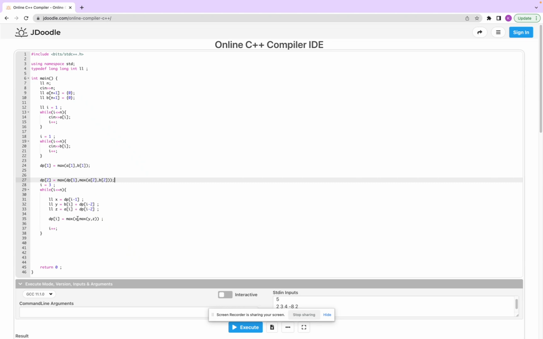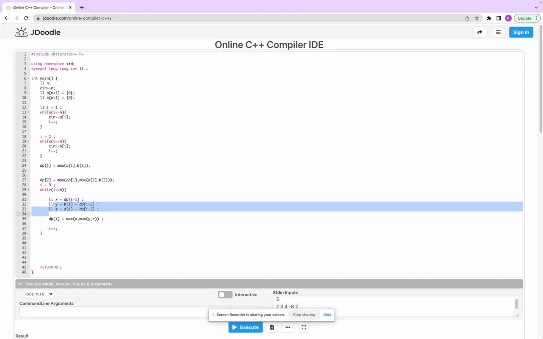If you see now, the maximum of x was what? dp of i minus 1. So here also, if i is 2, you are doing dp of i minus 1. And then maximum of y and z. What is y and z? b of i plus dp of i minus 2, a of i plus dp of i minus 2. So you're doing that only. a of i plus dp of i minus 2 here does not exist, because dp of i minus 2 is dp of 0, and dp of 0 is nothing.